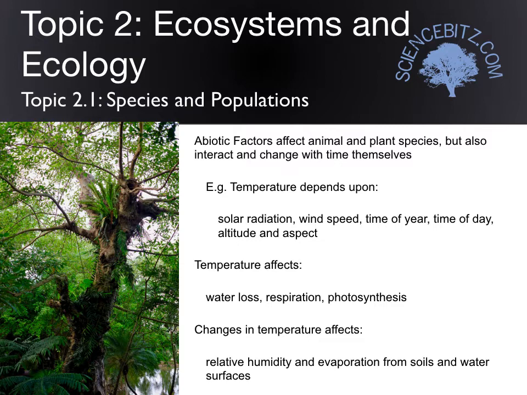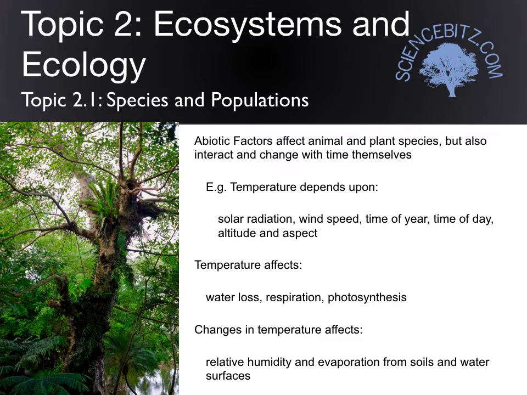So temperature depends on the amount of solar radiation, the wind speed, the time of year, the time of day, altitude, aspect. So all of those things affect temperature. But temperature itself affects the amount of water loss, respiration and photosynthesis that a plant can perform. And changes in the temperature affect then abiotic factors. Changes in the temperatures might affect the relative humidity, evaporation from the soils and water surfaces. So these interactions play out against each other.